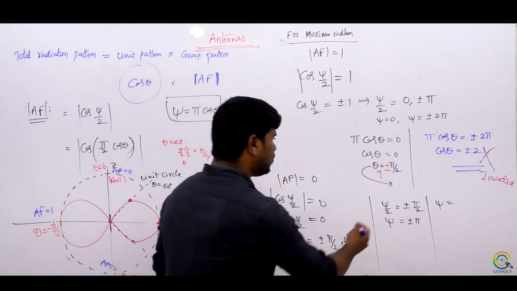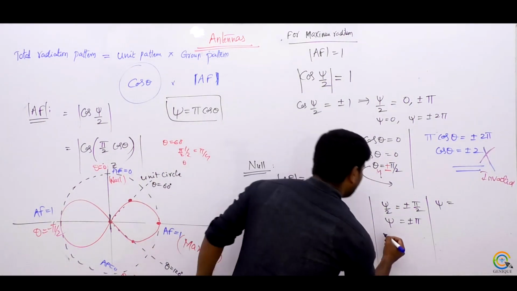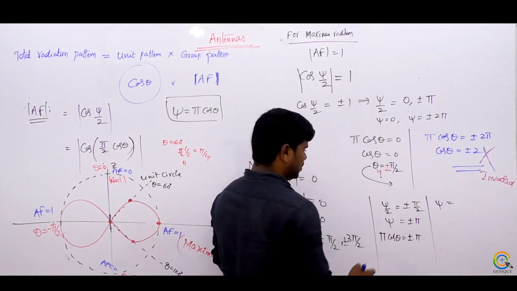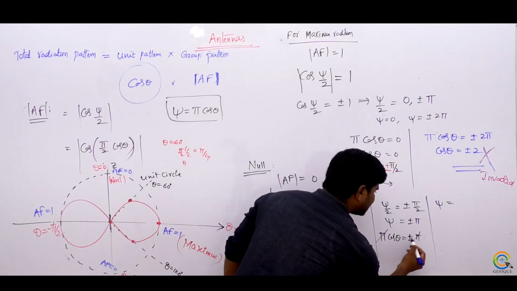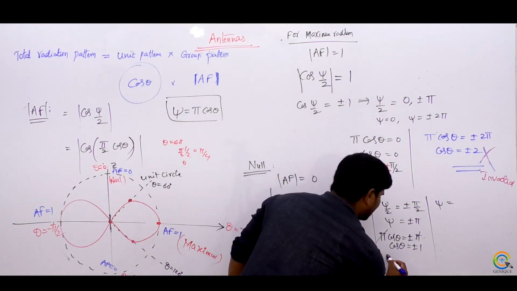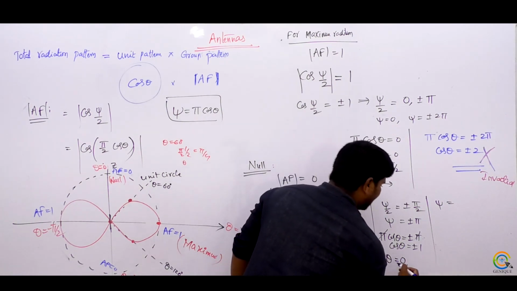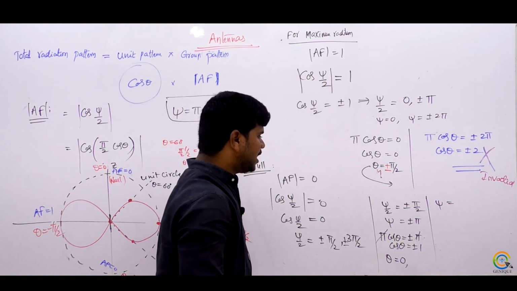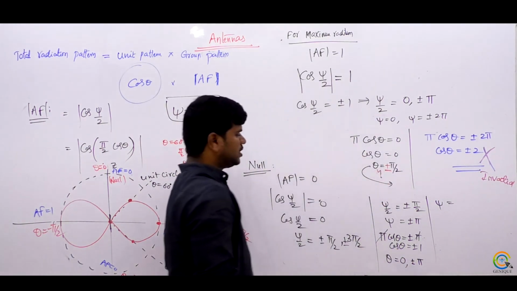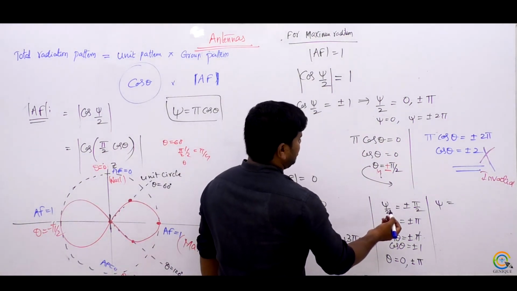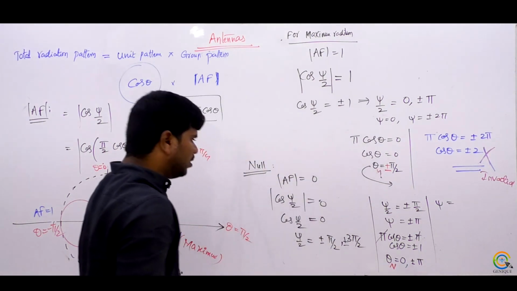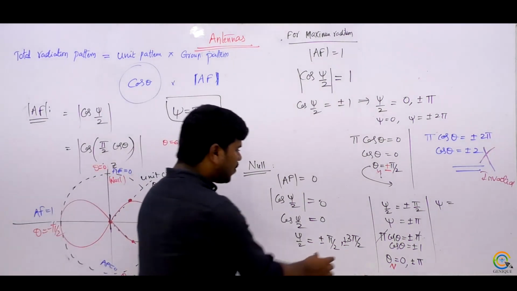This is the thing. Now what is psi equal to actually? Psi is equal to pi cos theta. Now write plus or minus pi here. Now cancel this. Here you will get cos theta equals plus or minus 1. Cos theta equals plus or minus 1 means what? It will be theta equals 0 for plus 1, and theta equals plus or minus pi for minus 1. So this is one thing. This is called theta null, represented with theta n. We got this point.